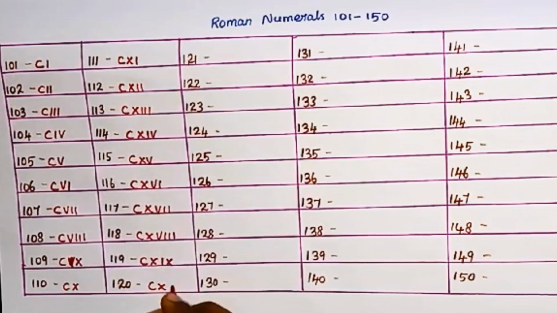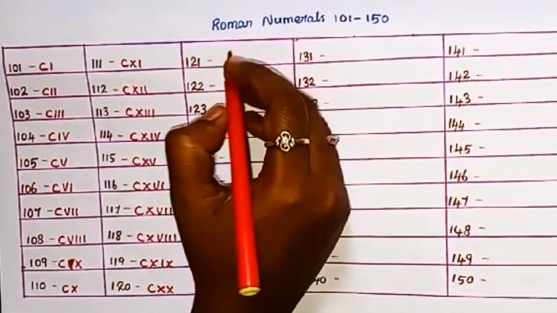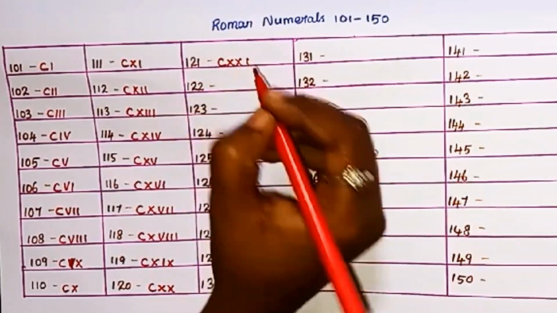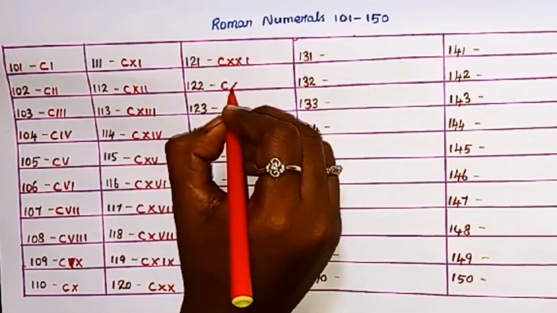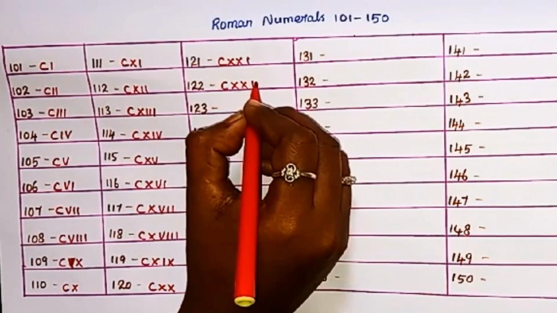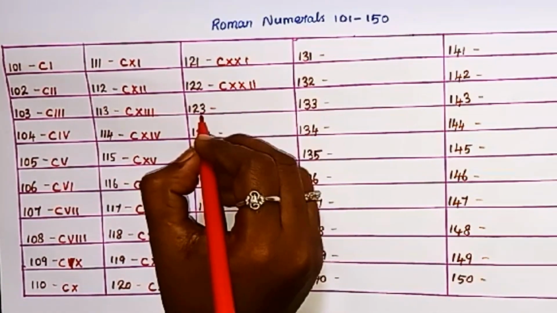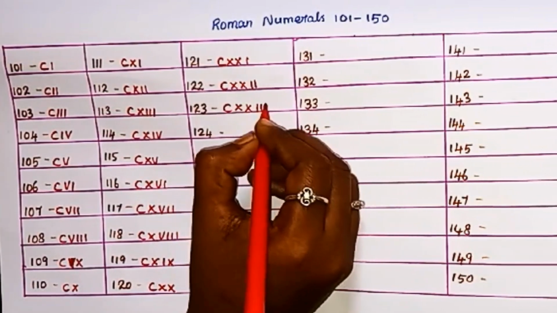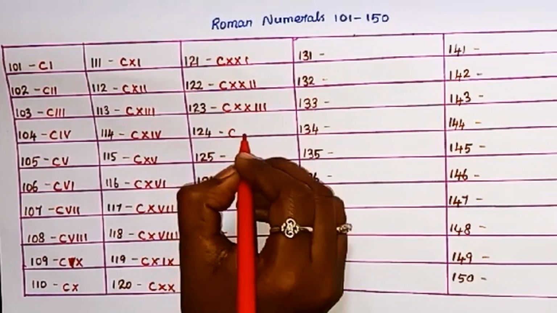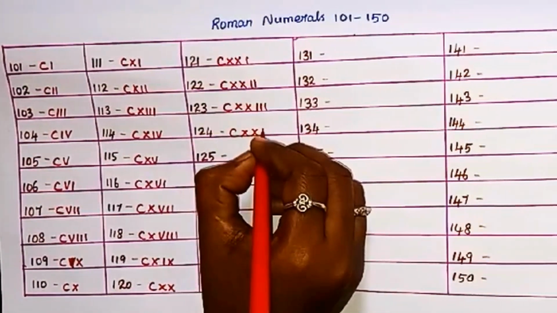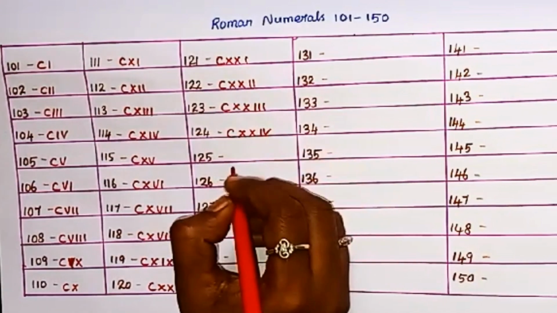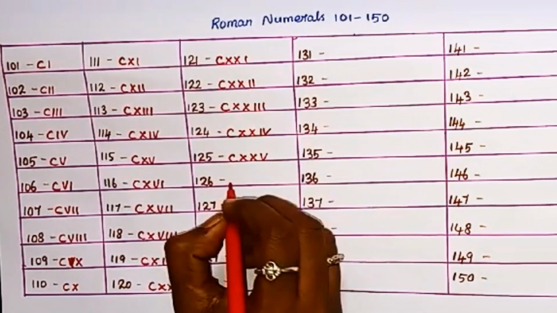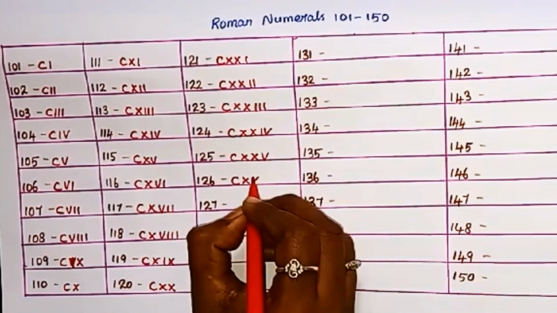120 C X X, 121 C X X I, 122 C X X I I, 123 C X X I I I, 124 C X X I V, 125 C X X V, 126 C X X V I.